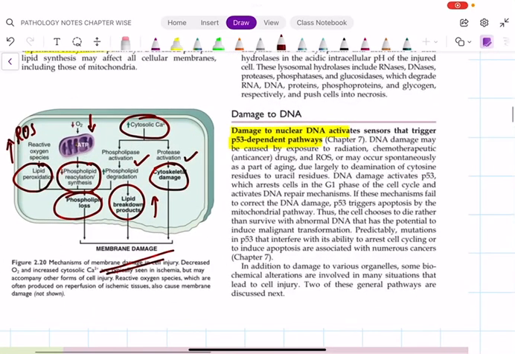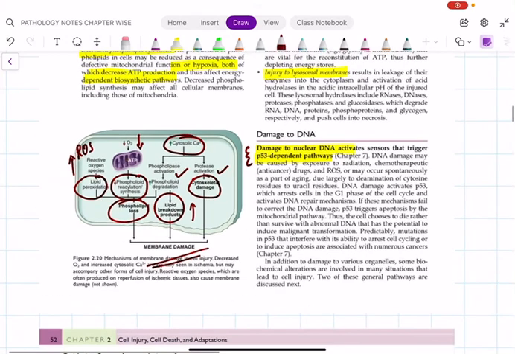Then damage to DNA causes P53 dependent pathway activation. Just remember that single point. What is P53? What are P53 dependent pathways? Everything we are going to see in chapter 7, neoplasia. It's like an ocean. There we are going to see only signaling pathways and signaling molecules. That is the single thing we are going to discuss there. I hope things are clear for you.